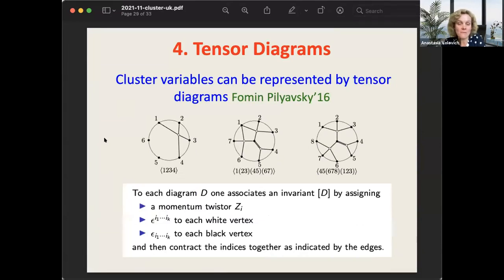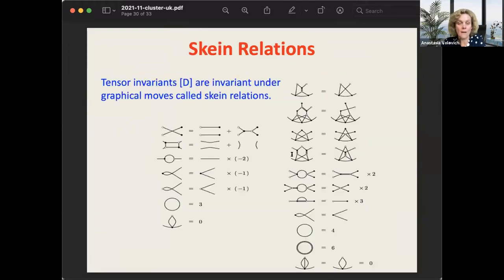So for each diagram, one can associate an invariant by assigning a momentum twistor Z to each node, and an epsilon to each vertex. So for example, for this diagram, the invariant is just ⟨1 2 3 4⟩. For this diagram, there's an invariant of the form that you've seen. And if you want an invariant for something like this, this is an invariant. Now this tensor invariant is known from the work of Fomin and Pylyavskyy to be invariant under graphical moves called skein relations. And this is a direct copy from their paper.